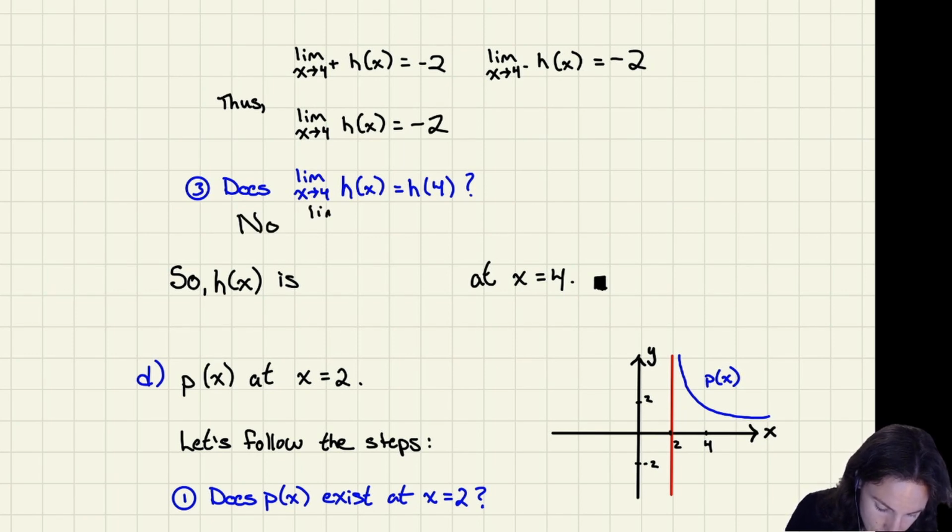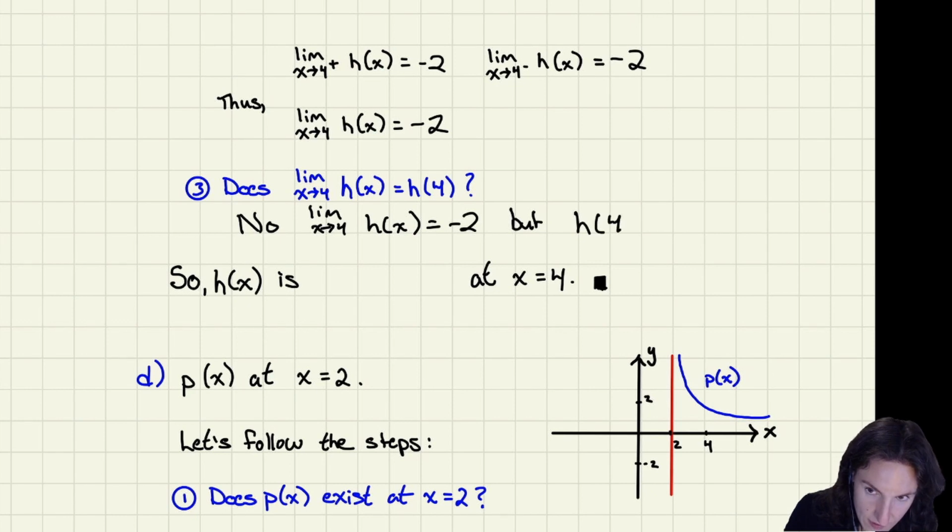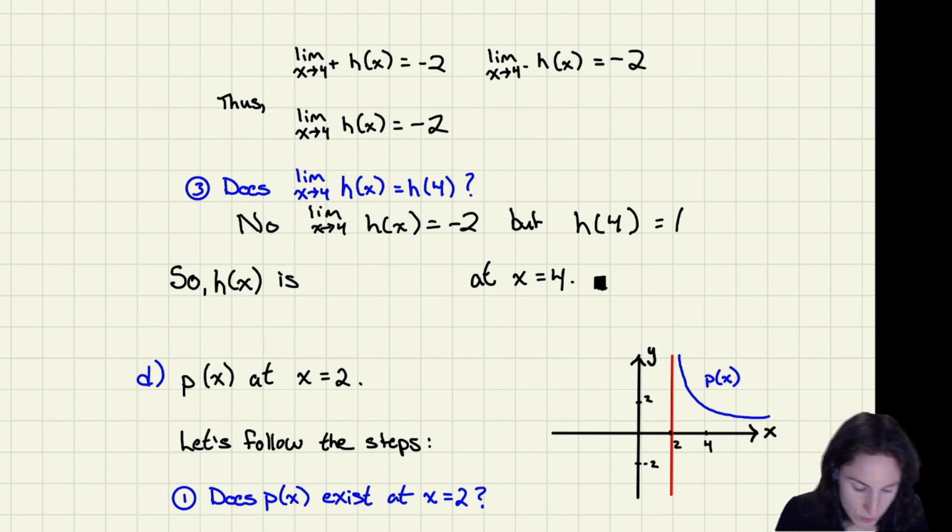The limit as x approaches 4 is equal to -2, but h of 4 is equal to 1. So we say this is discontinuous.